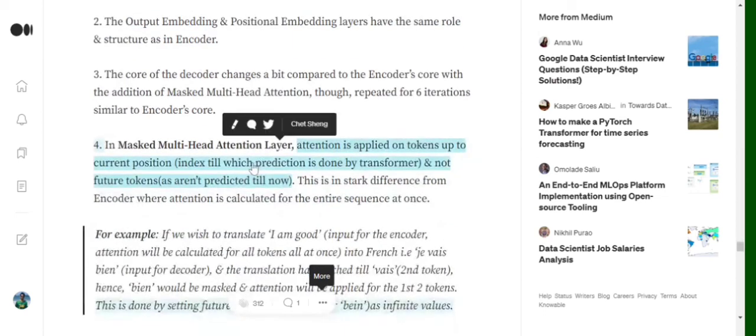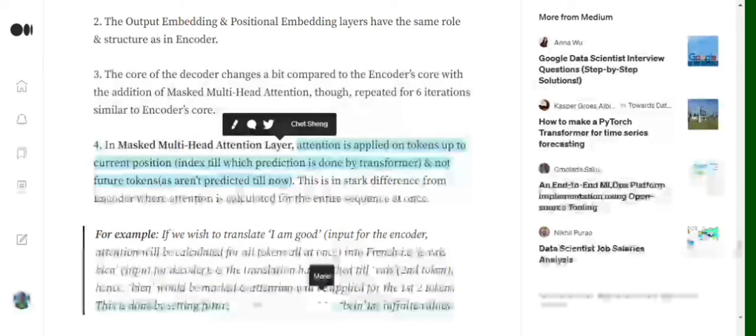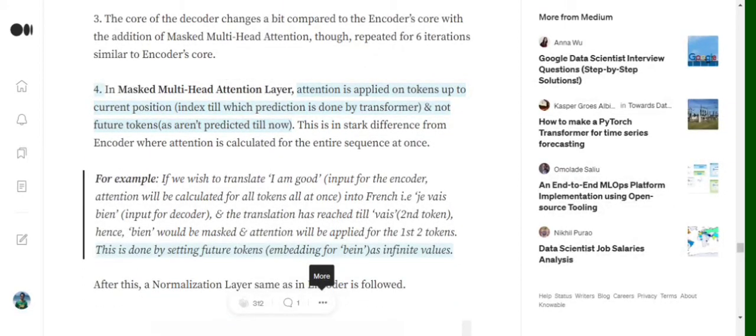Now what is masked multi-head attention? I'm skipping the part that I've already explained in the encoder part of the video, so you can watch it. Masked multi-head attention differs slightly from multi-head attention. In case of a decoder, at a particular point we don't have the future tokens with us. For example, if we wish to translate "I am good" into French, "Je vais bien", and the translation has reached "vais", that is the second token. By second token, we mean that we haven't predicted the third token yet. We have predicted "Je", we have predicted "vais", we haven't predicted the third token.